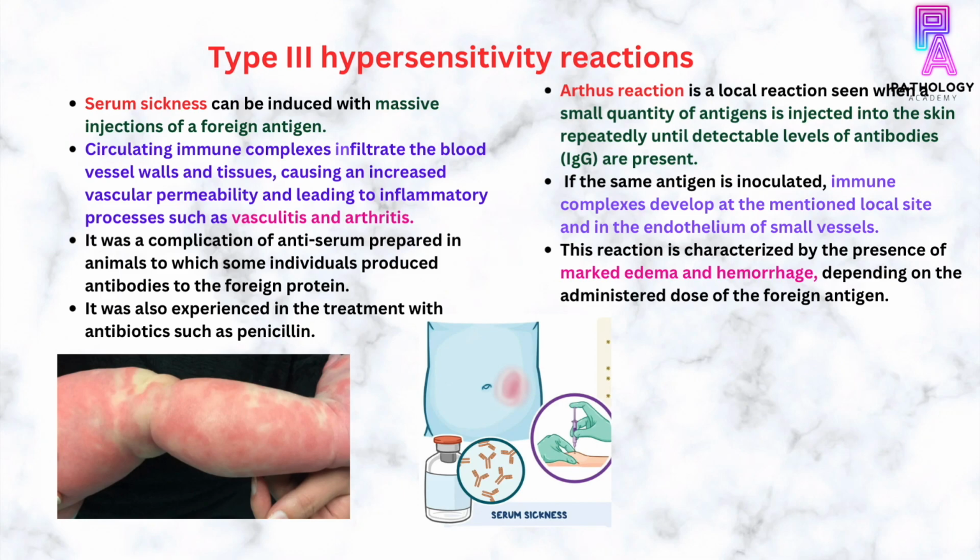Arthus reaction is a local reaction which is seen when a small quantity of antigen is injected into the skin repeatedly until detectable levels of IgG antibodies are formed. If the same antigen is inoculated, immune complexes develop at the local site and in the endothelium of small vessels. This reaction is characterized by the presence of marked edema and hemorrhage depending on the administered dose of the foreign antigen.